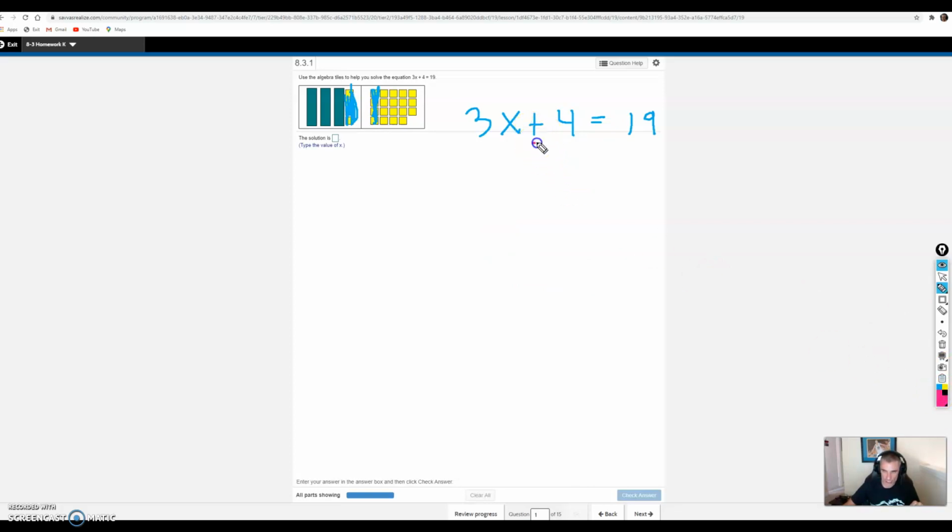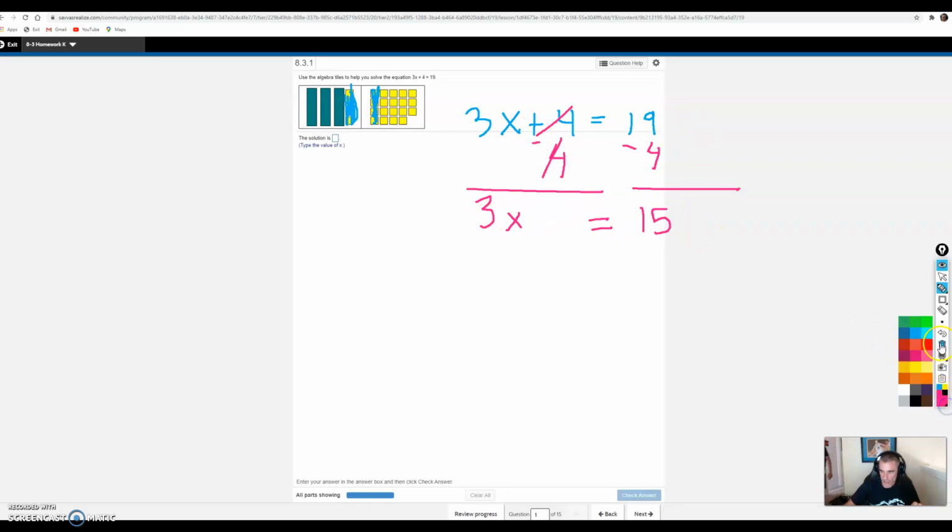We're going to undo the addition by subtracting on both sides. Those cancel. I'm left with 3x is equal to 15. So I took a 2-step, I turned it into a 1-step. And now since I am multiplying by 3, I'm going to divide by 3. Divide by 3. Those cancel, and I get x is equal to 5.